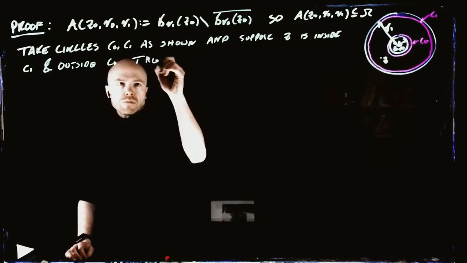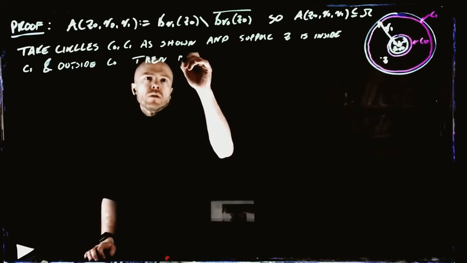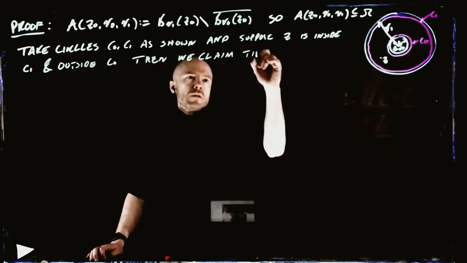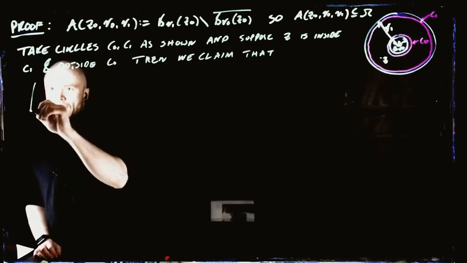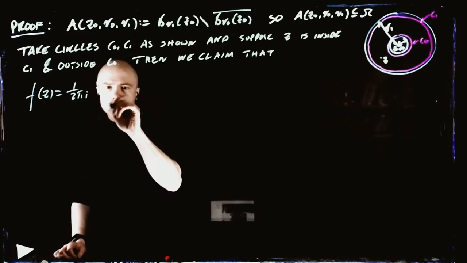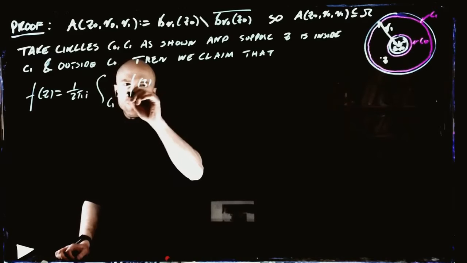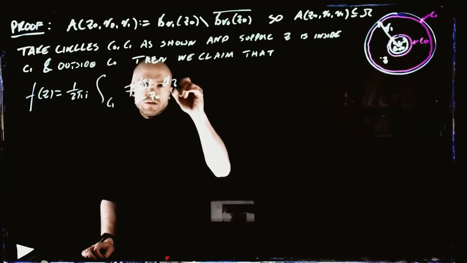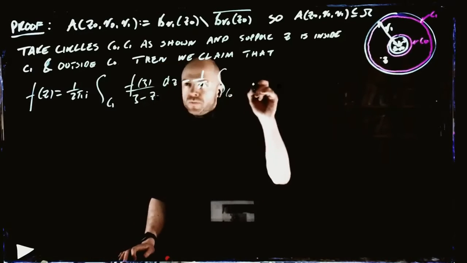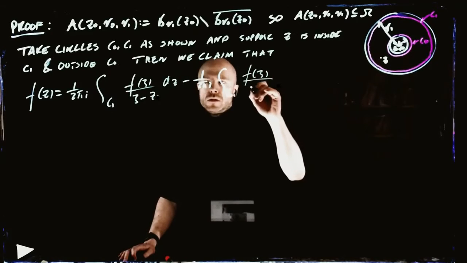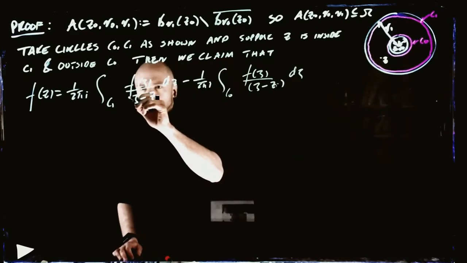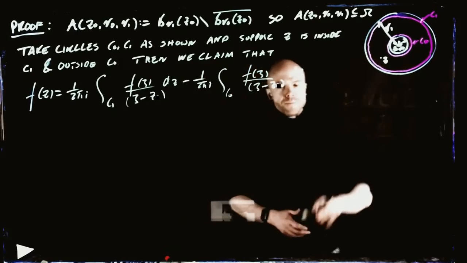Then, the first claim is that we actually have that f of z is 1 over 2 pi i, the integral around the larger circle, f of zeta over zeta minus z, d zeta, minus 1 over 2 pi i, the integral around the inner circle. All right, tell me why we claim that. Why is that true? Look at this picture here.